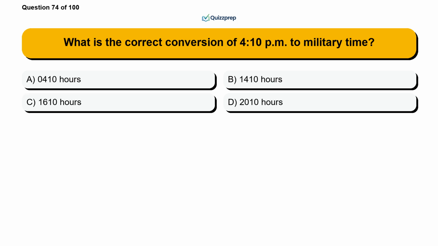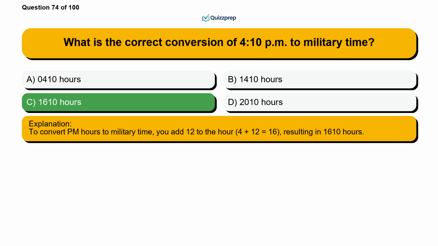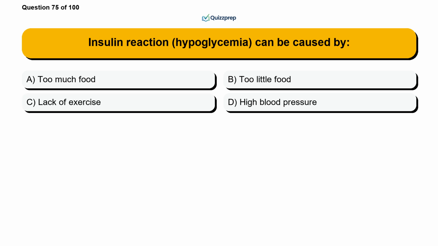Question 74. What is the correct conversion of 4:10 p.m. to military time? Option A, 0410 hours. Option B, 1410 hours. Option C, 1610 hours. Option D, 2010 hours. The correct answer is option C, 1610 hours. To convert PM hours to military time, you add 12 to the hour. 4 plus 12 equals 16, resulting in 1610 hours.